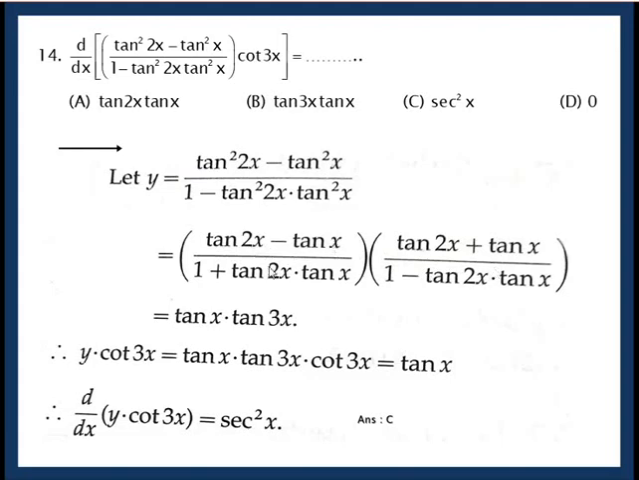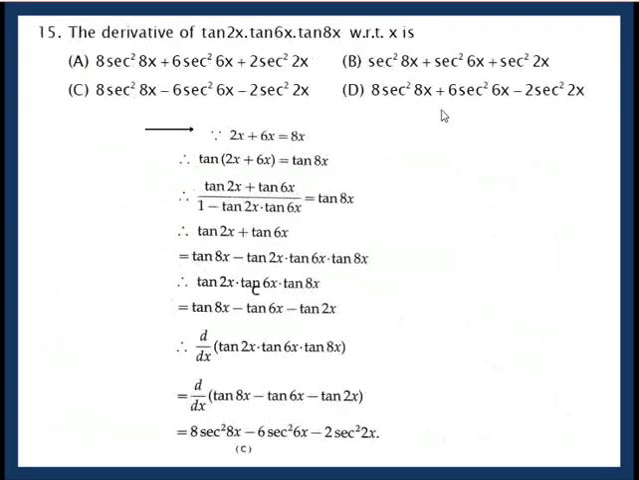So tan of 2x minus x, that is tan x. This is tan of 2x plus x, tan 3x. So it is multiplied by cot 3x. So tan into cot is 1, tan 3x into cot 3x. So ultimately the function to be differentiated is simply tan x. And what is the derivative of tan x? Sec square x. So the correct option is C, Calcutta.